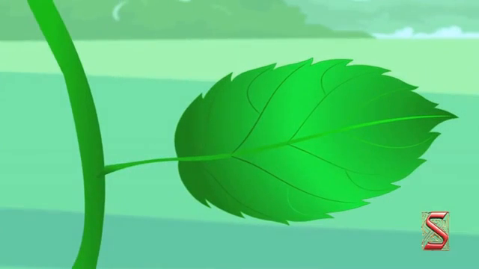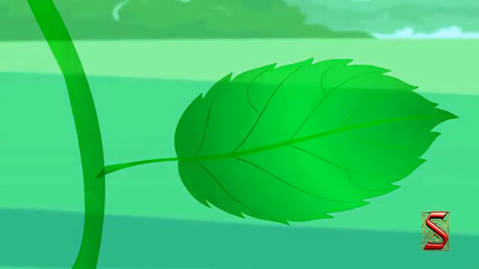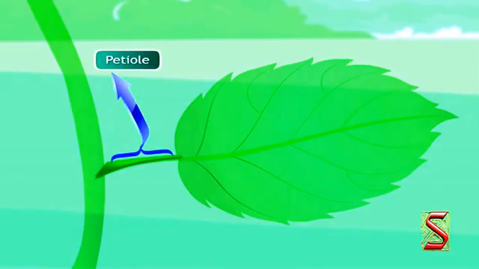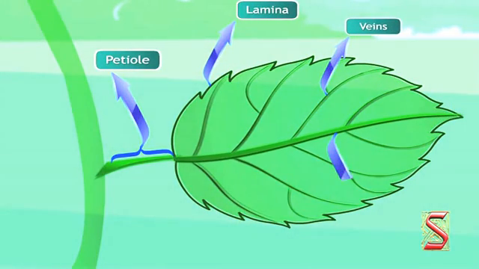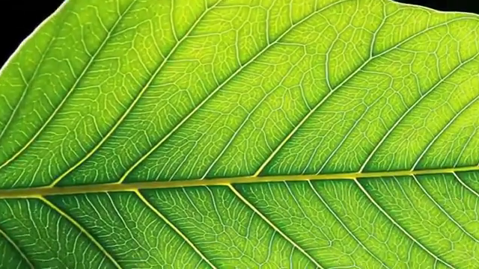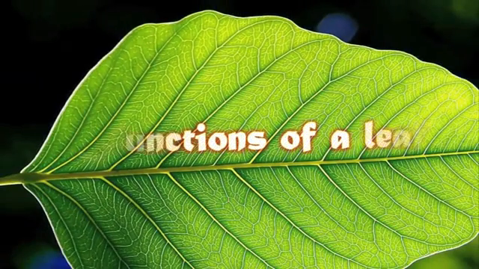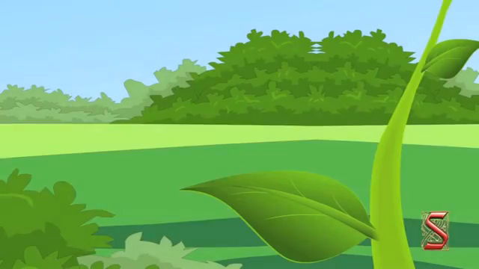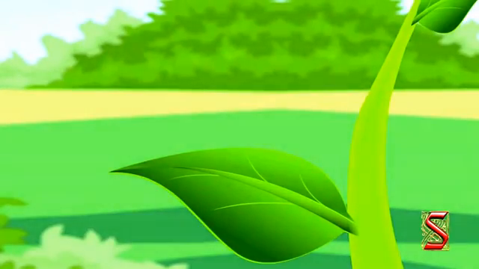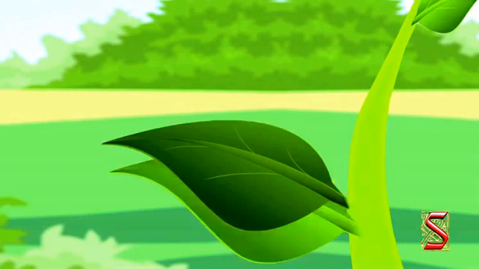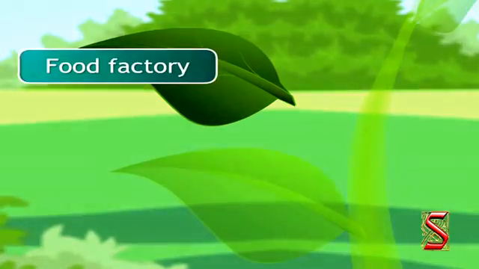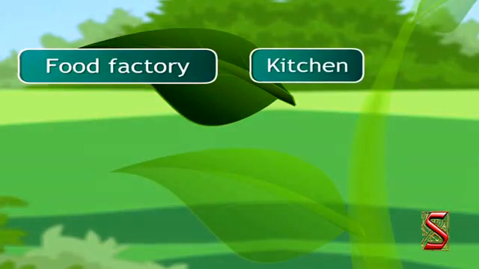Let's have a quick look at the structure of a leaf. A leaf has petiole, lamina, veins and midrib. Now let's learn about the functions of a leaf. The primary function of the leaf is to prepare food for the plant. The leaf is also known as the food factory or kitchen of the plant.